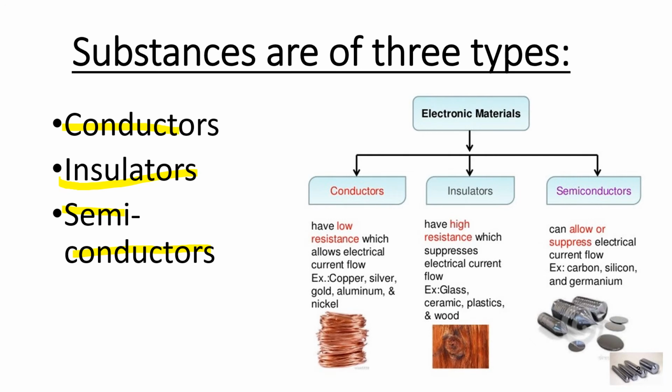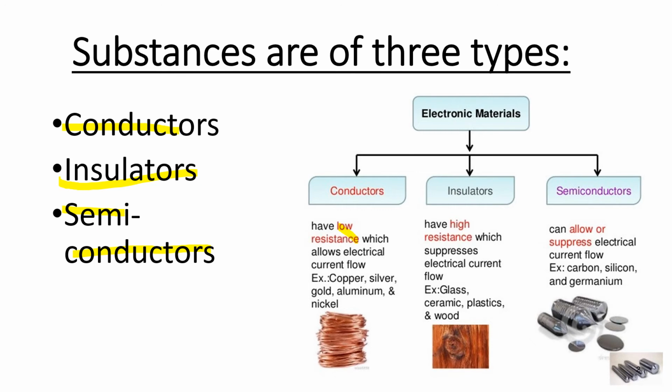Conductors generally have low resistance. What is the meaning of resistance? Resist means to be against something. I am resisting something, I am trying to stop something. So conductors have low resistance, which allows electrical current to flow. That means conductors are not able to resist the electrical current flow. For example, we have copper, silver, gold, aluminium, and nickel, and many more.